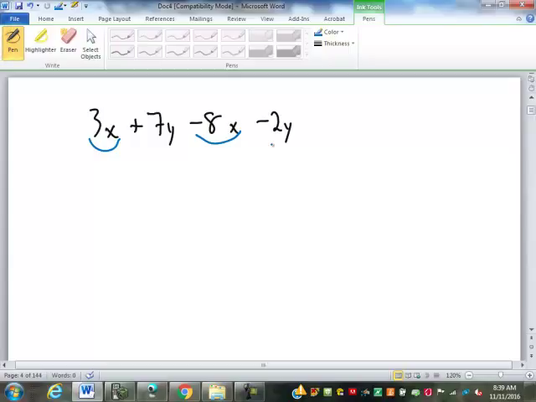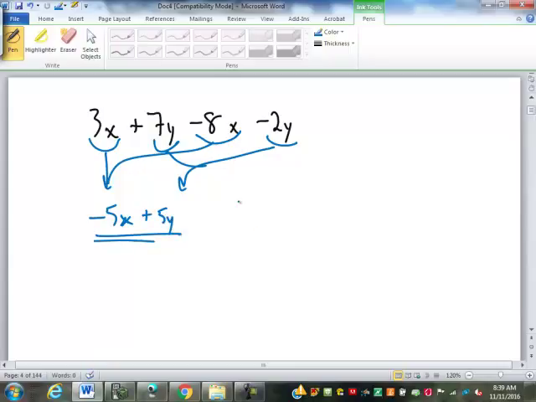We can combine here the 3x with the negative 8x. Now, again, I made that switch. I just said that was 3x plus 7y minus 8x. Now I'm calling it a negative 8x. That symbol in front of a number is its sign. So even though that is minus 8x, we treat it as a negative 8x. So 3x and negative 8x is negative 5x. 7y and negative 2y make positive 5y. So I can combine to get negative 5x plus 5y.